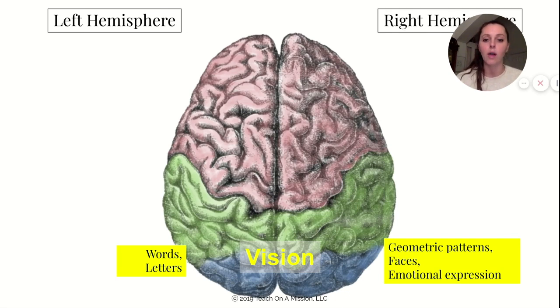So let's look at the first example, vision. Now, your left and your right hemispheres are going to do different things when we're processing our vision. So in the left hemisphere, this is what allows us to see words and letters. On the right hemisphere, this is what allows us to see and process geometric patterns, faces, and emotional expressions. So your ability to read the words on the screen right now, your left hemisphere is helping you out. Your ability to see the shape of the brain, the shape of the little circle that I'm talking in, that's coming from the right hemisphere of your brain.